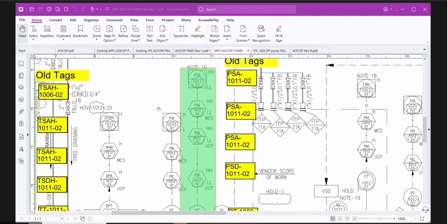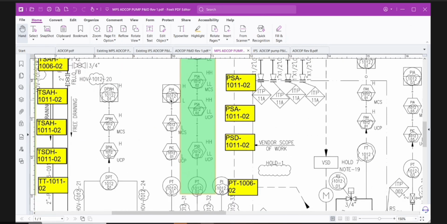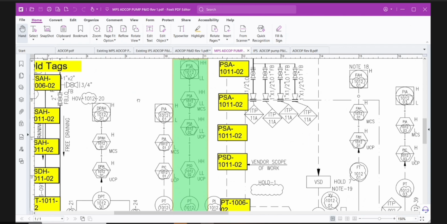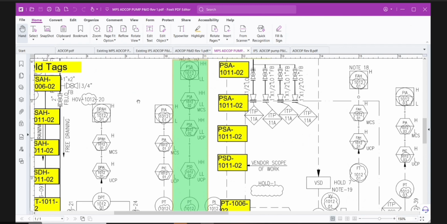Note number 3, yes. Yes, correct. PSAH 101102. So what is the set point of this one? Maybe 50 bar or below 50 bar. Yeah, 40 bar, if it is the same set point.